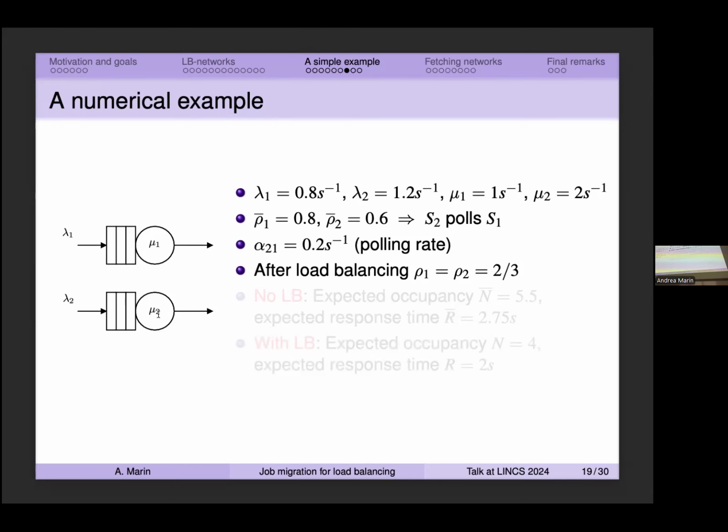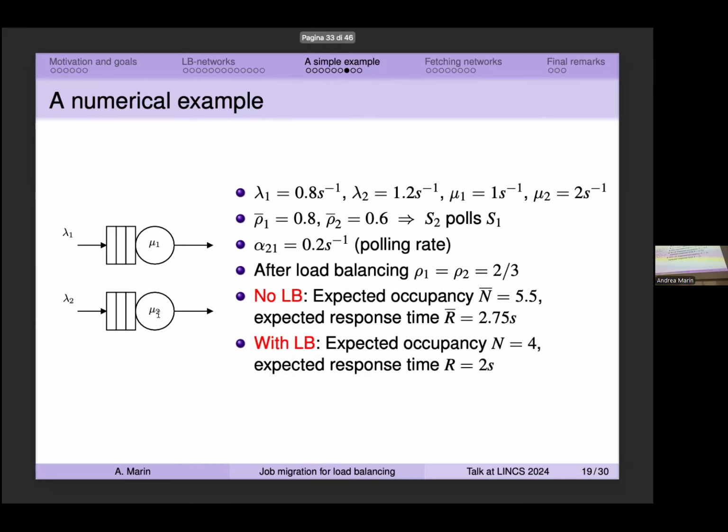After load balancing, you obtain that, by using the same formula that I showed you on the previous slide, rho 1 is equal to rho 2, perfect load balancing, equal to a third. So if you have no load balancing, you can apply Little's law to the entire system, because there is no loss of customers. So you have that the expected number of jobs in the system is the sum of the expected number of jobs of this station and this station. It gives 5.5. So the expected response time by Little's law is 2.75 seconds.